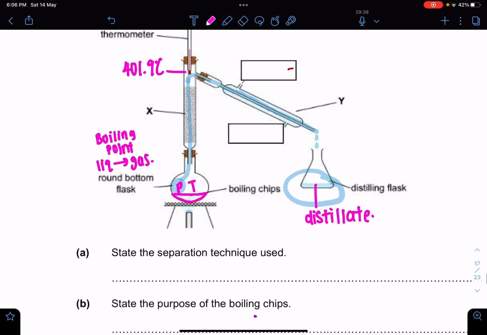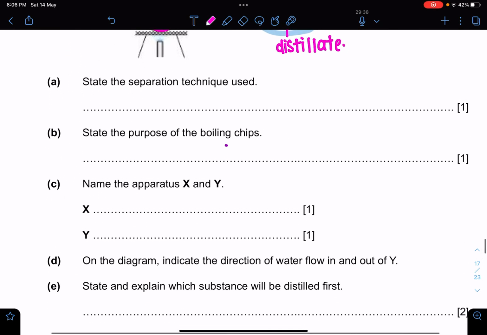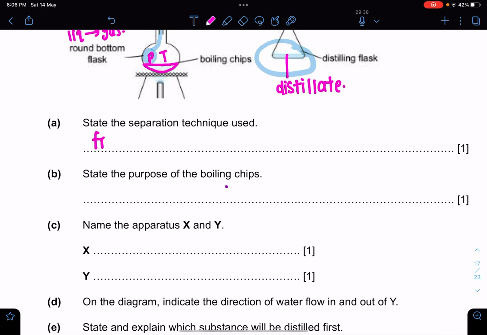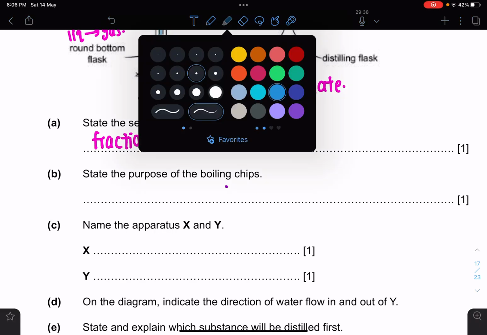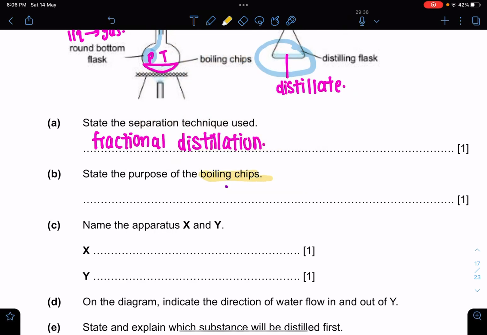Let's answer the question. It says state the separation technique used. As mentioned, this is known as fractional distillation. It will not be sufficient if you just say distillation. You must say fractional distillation. Okay. The next question asks, what's the purpose of the boiling chips? Boiling chips are like pieces of marble that are added into the solution over here. The purpose is just to ensure smooth boiling. Basically, you don't want the bubbles that are formed during boiling to damage the round bottom flask.